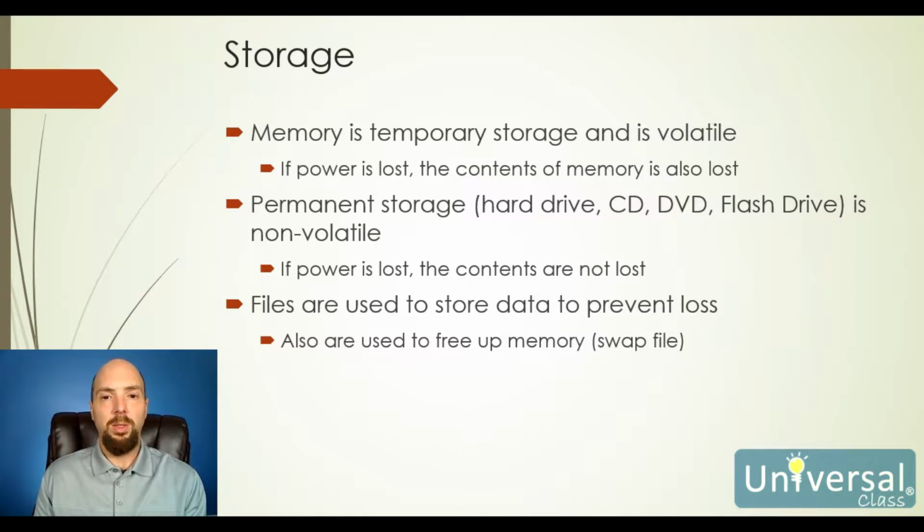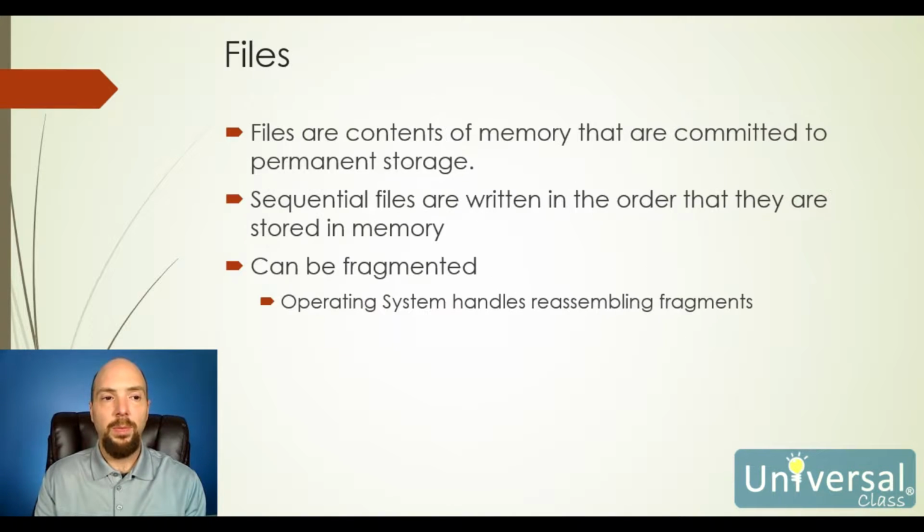So obviously, if we're working on a file and we want to save whatever text we were writing, we want to commit that to the hard drive. And so what we're going to do is store whatever we're writing in memory and whatever's on the screen, and commit that to a file on the hard drive. Now, we also use files on the hard drive to free up memory, because if I have a program that is using a large amount of memory, we can swap things in and out of a file on the hard drive. So files are simply contents of memory, things that were in memory that are committed to the permanent storage, so to our hard drive or flash drive or whatever else.